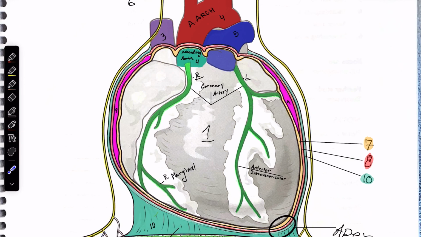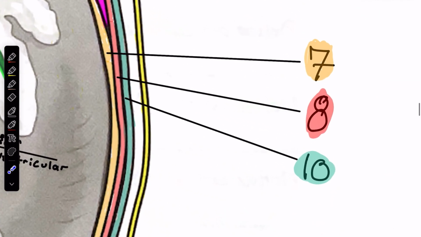Number 7, 8, and 9 are all included in what we call 11, which is the pericardial sac. So, number 7, that is going to be the innermost layer right here that's touching the heart. 8 is going to be the next layer, and 10 is that outer layer. So 7 is the visceral layer of the serous pericardium.